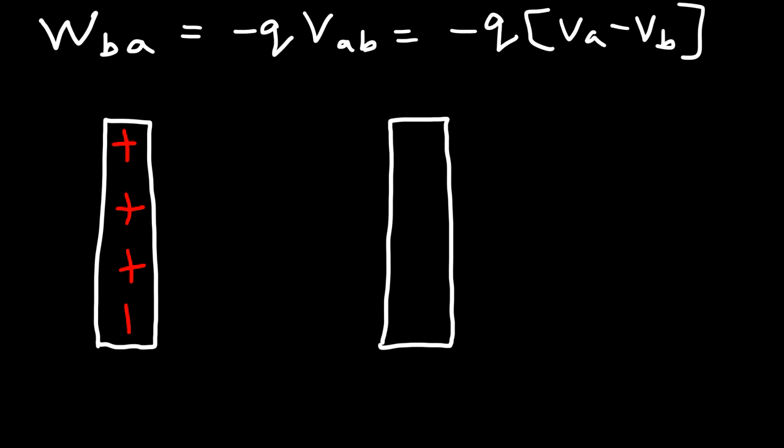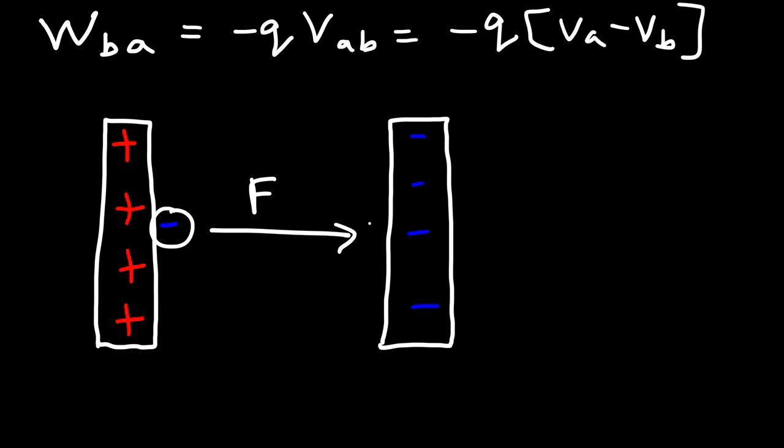But this time we're going to use an electron. And let's say the electron is initially at the positively charged plate. Now naturally it doesn't want to move towards the right. It's repelled by the negatively charged plate. But let's say we use an external force and force it in this direction.